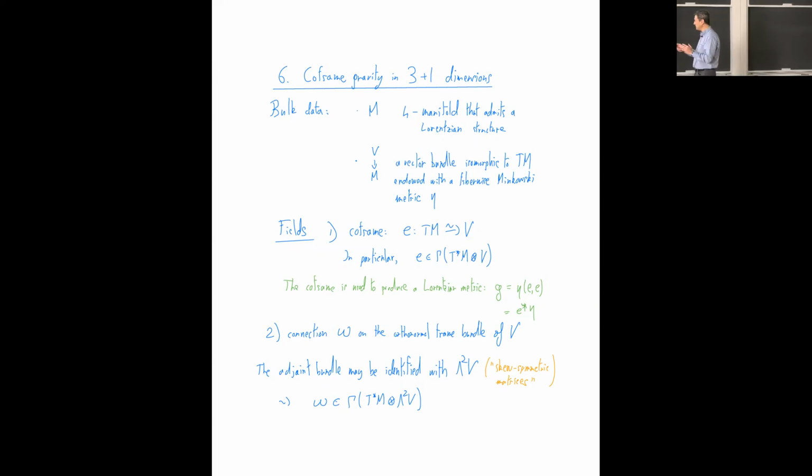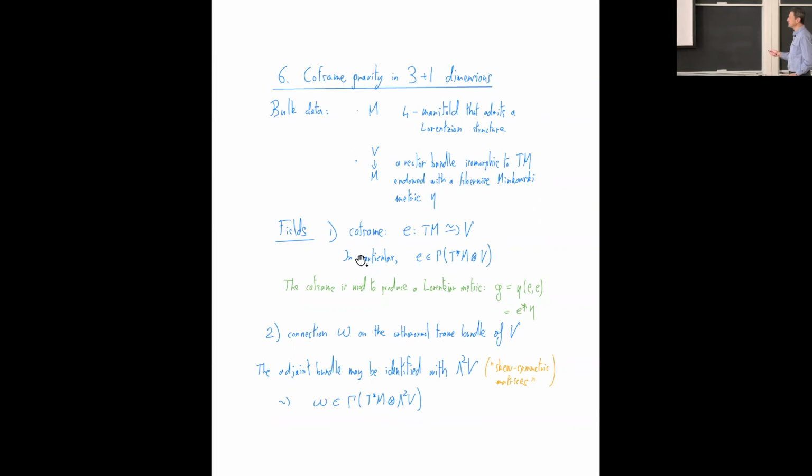Now let me very quickly tell you what the data are here. So the bulk data, you have to start from the bulk. You start from a 4-manifold that admits a Lorentzian structure. The other piece of data is a vector bundle V over M, which is isomorphic to the tangent bundle and is endowed with a fiber-wise Minkowski metric. This is possible because your manifold admits a Lorentzian structure. This is sometimes called the fake vector bundle. It's just some choice of vector bundle isomorphic to TM.